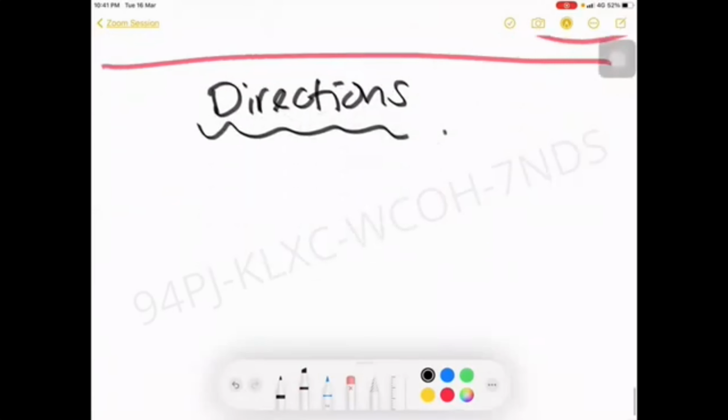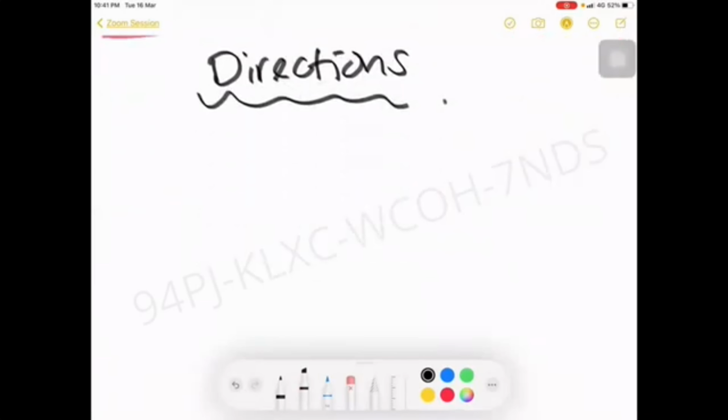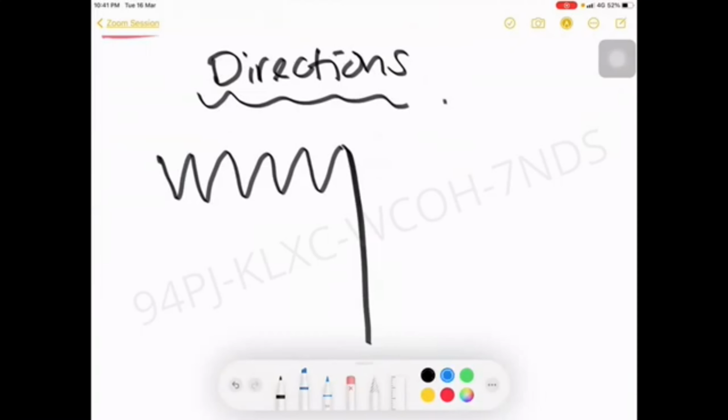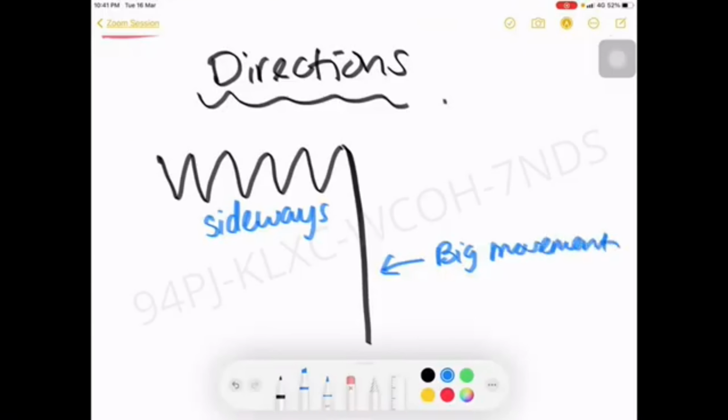Okay, all right. So how I find my direction? I will find a sideways and I will find a big movement. So this is sideways. And this one is big movement. Take a look at this one.